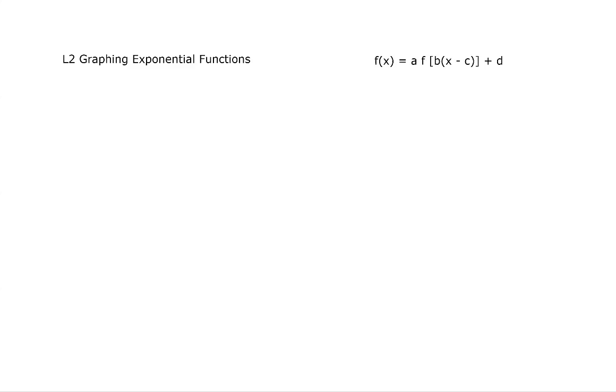What you see is the generic function. Just remember that A stands for vertical stretch or compression, and if it's negative, it reflects across the x-axis. B is the horizontal stretch or compression, and of course, if that's negative, it's a reflection across the y-axis. C is the horizontal translation, and D is the vertical shift, the vertical translation, up and down.